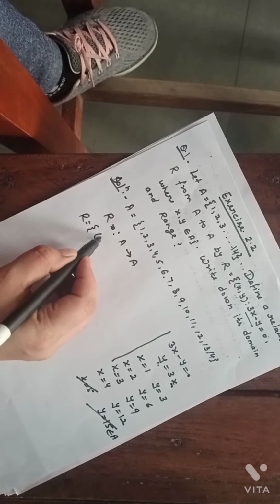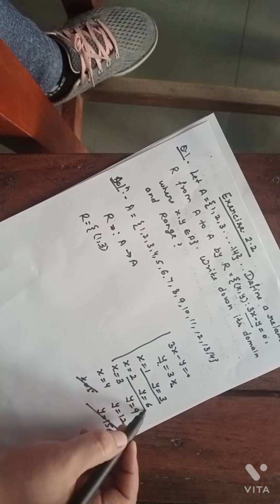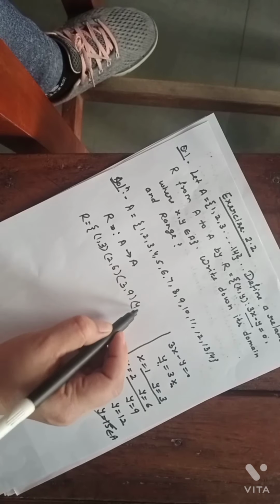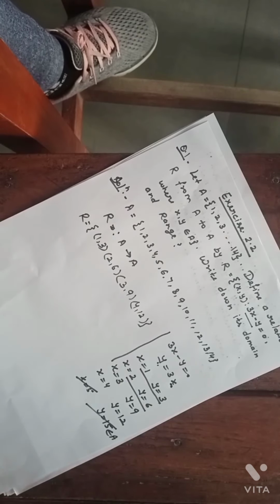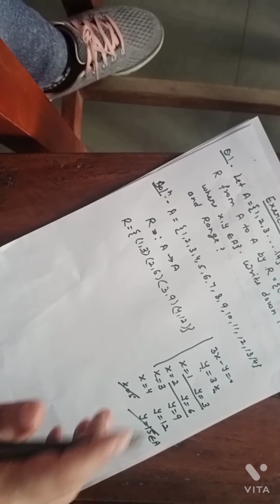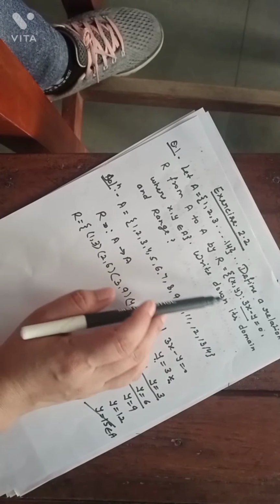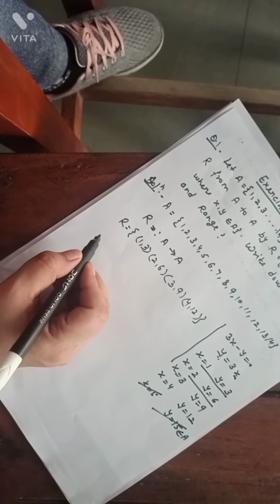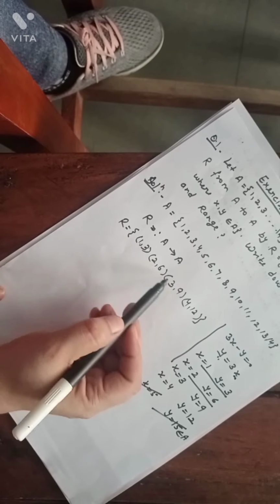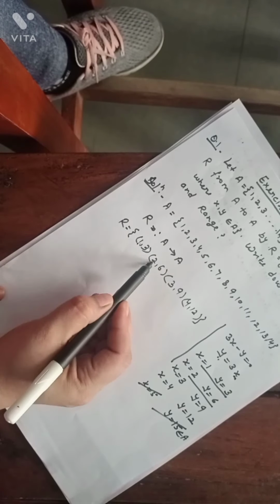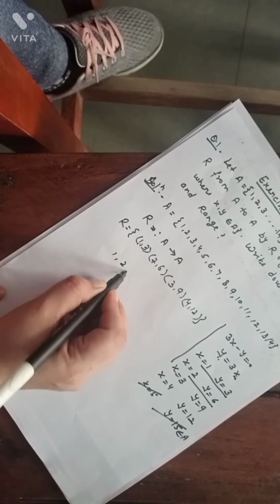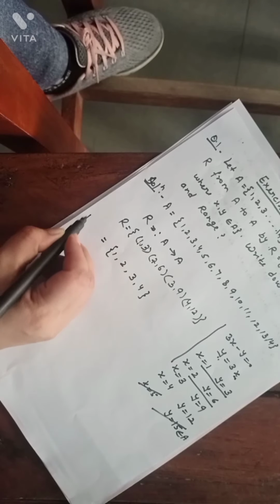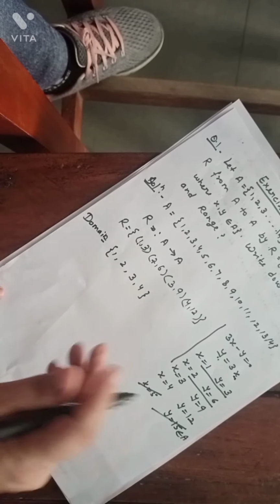The relation is: first pair (1, 3), second pair (2, 6), third pair (3, 9), and last pair (4, 12). This is the relation from A to A. Now in the question we have to find its domain and range. As I told you, the domain is the set of all first elements from the ordered pairs. So here the first elements are 1, 2, 3 and 4, and the set of these elements is called the domain. So the domain is {1, 2, 3, 4}.